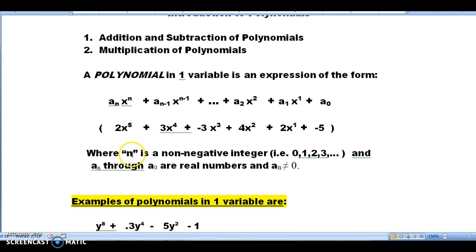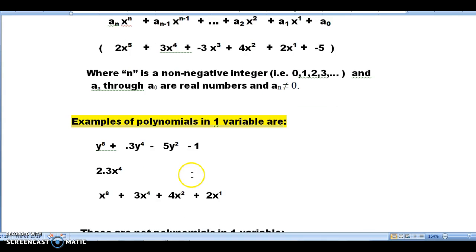So again, the n, the number up in the air, is any non-negative integer, and so that means it could be a 0, 1, 2, or a 3. It could not be a negative number. And the a sub n through a sub 0 are any real numbers, where that leading coefficient is not equal to 0. So examples of polynomials in one variable are the ones that you see right here.